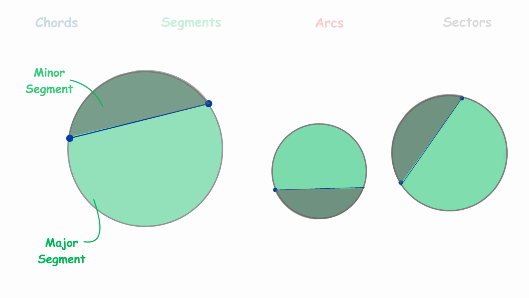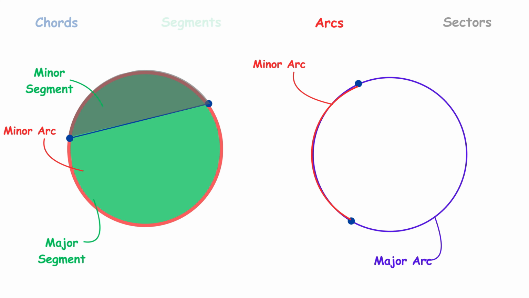The third term we discover is the arc, which is basically just a section of the circumference itself. So if we take a circle and mark 2 points on the circumference, then the small section between those points would be an arc, and the larger section on the other side would also be an arc. And again, we use the terms minor and major to describe these arcs, so that we can call this bit in pink the minor arc, and this part in purple the major arc.